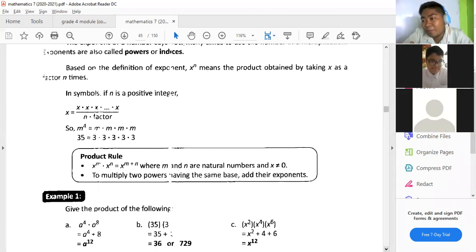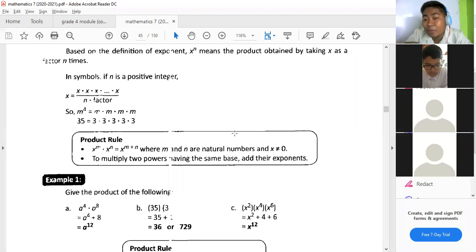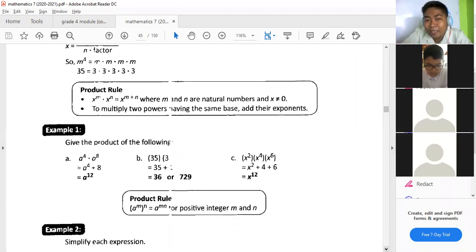For example, we have x squared. Ilan ang power nun? Dalawa, di ba? X times x, that is x squared. So, dalawang x, that is x squared. Tatlong x, that is x cubed. Tama? So, kapag ito, raised to 4, 4 na m. Kung ilan yung exponent niya, yun siya karami.